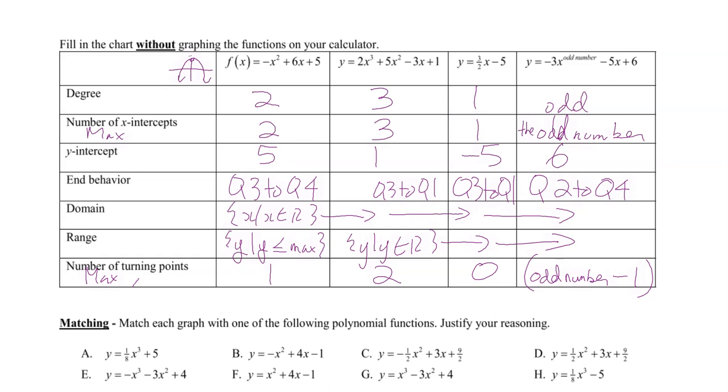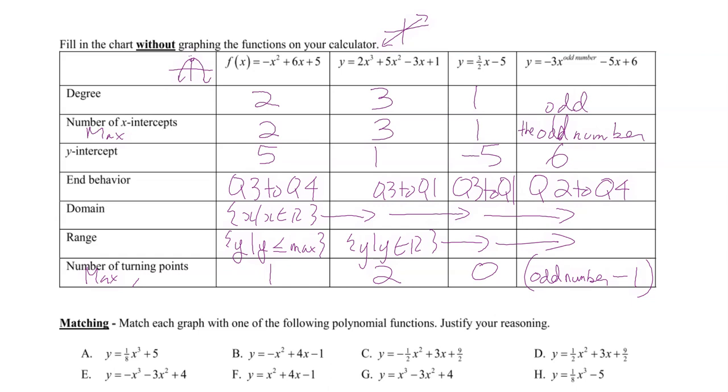Cubic, degree 3. Maximum number of x-intercepts is 3. The y-intercept is 1. That's a for sure. The end behavior is Q3 to Q1. That's a for sure. Positive leading coefficient. Remember, all we need is quadratics and linear, so this has the same behavior as a linear with a positive coefficient, which is off to the right. So Q3 to Q1 domain.